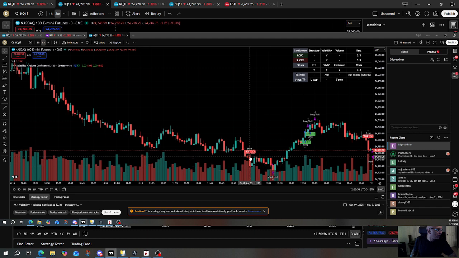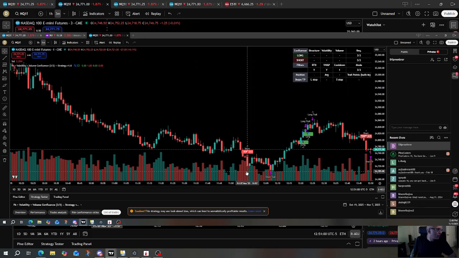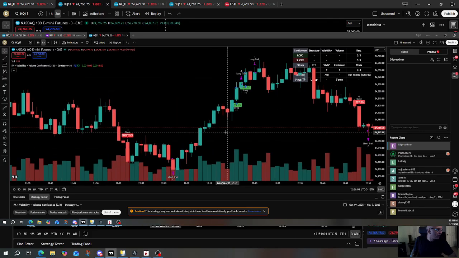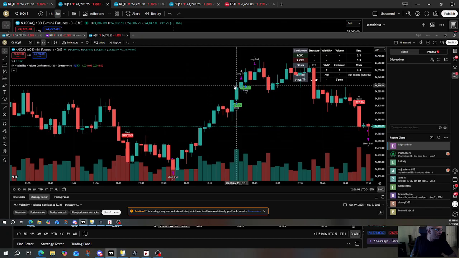But again, if the price goes above the candle where the short was originally, the first one, get out if it goes above it. Same thing on the green here when you're buying to this side. This candle here gave us a signal.